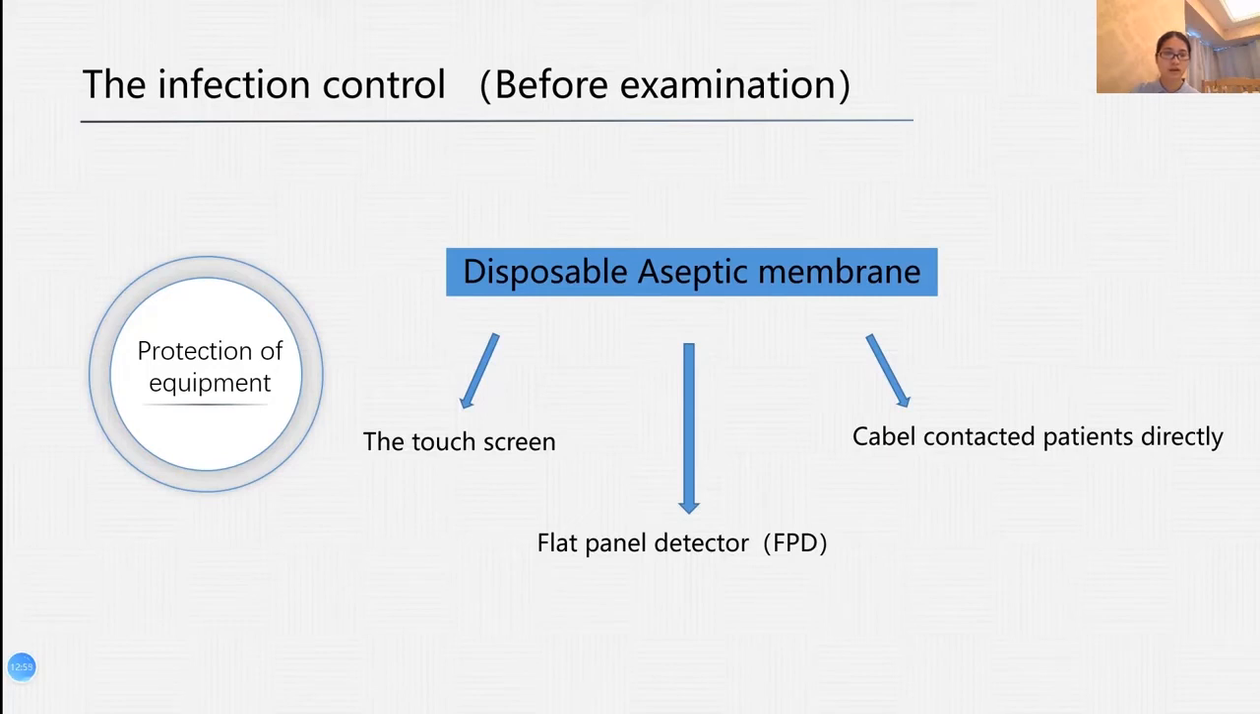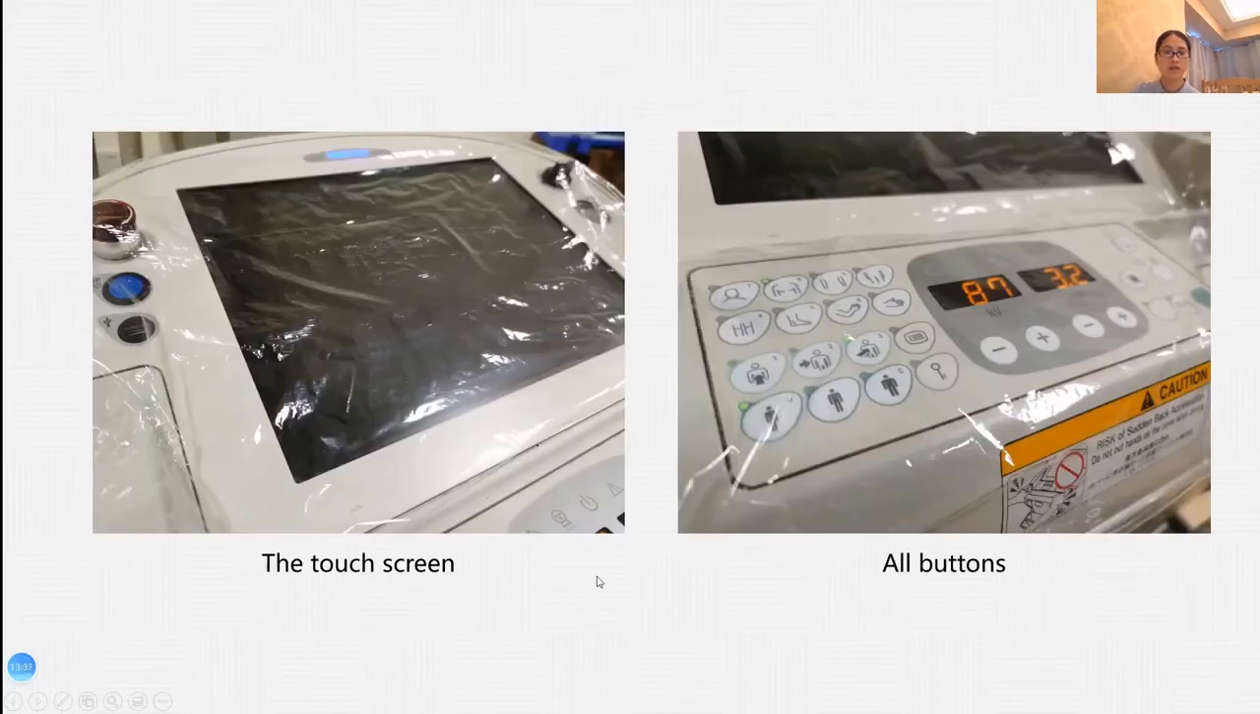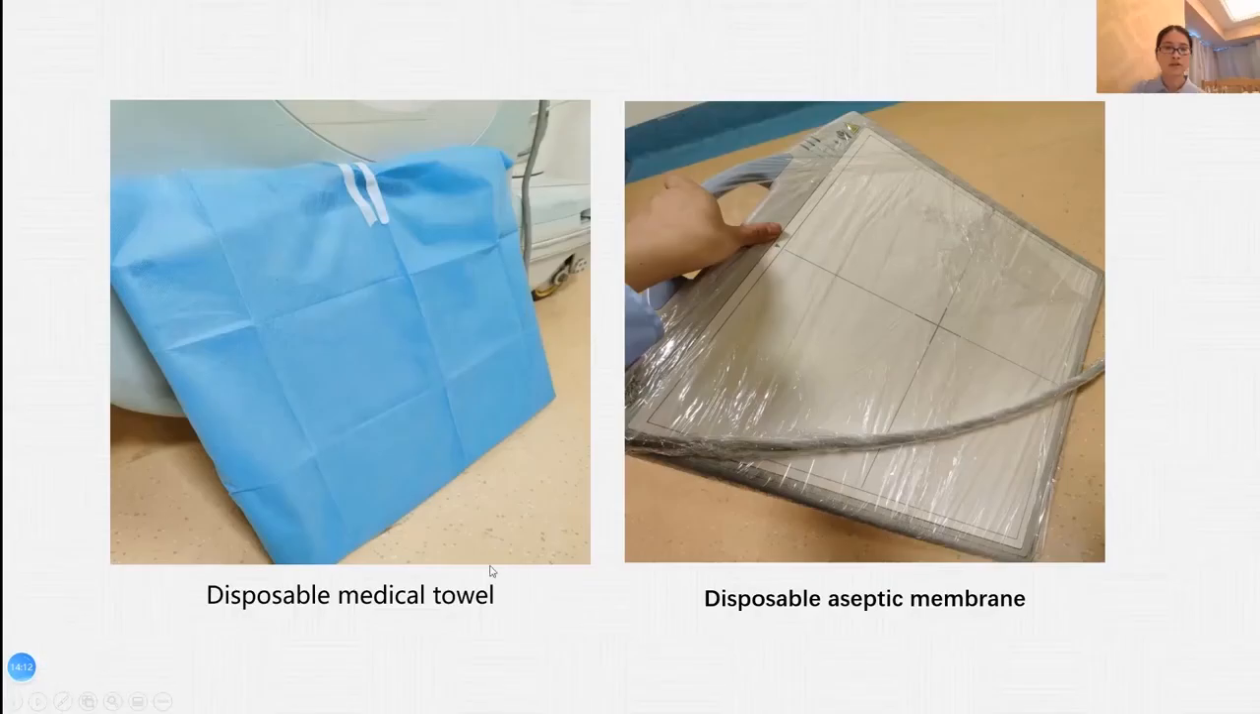So the key points are the touch screen, the flat panel detector, and the cable that contacts patients directly. We use disposable aseptic membrane. Like this, the touch screen and all of the buttons should be covered completely. So as the FPD, here we can see the FPD is covered by the disposable medical towel and the disposable aseptic membrane. However, if the mobile DR used in your hospital has a wire, you also need to focus on the cable that is in direct contact with the patient.